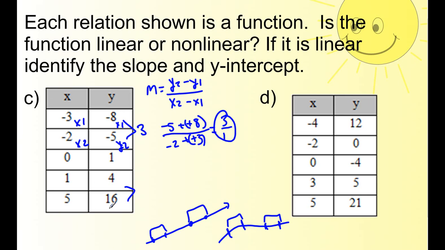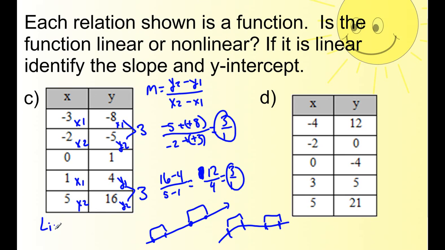If down here I get the same slope, that's a pretty good sign that this would be linear. If I get a slope that's not 3, that would mean it's not linear. So let's check. My new x1, y1, x2, y2. So I take 16 minus 4 over 5 minus 1. Let's see, 16 minus 4 is 8. No, 12. 5 minus 1 is 4. And 12 over 4 simplifies to 3 over 1. I got the same slope here as I did there. Now, the chances of these being the same slope coincidentally, even if the equation is not linear, is very low. So the fact that I got the same slope at 2 different places means that this is probably linear. I would put my money on it, and I'd say this is a linear function.